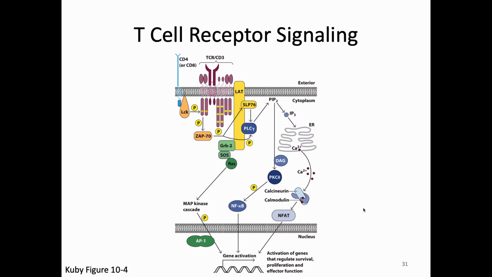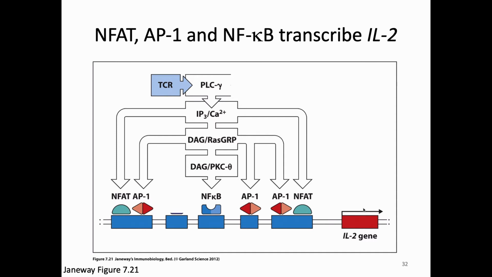We'll also turn on PLC gamma, which will cleave PIP2 into IP3 and DAG. IP3 will turn on the calcium pathway and make NFAT. DAG will turn on NF-kappa-B. And when those three things have their powers combined, they make IL-2 and not Captain Planet. And so we can put together those three transcription factors and make our active T cell.